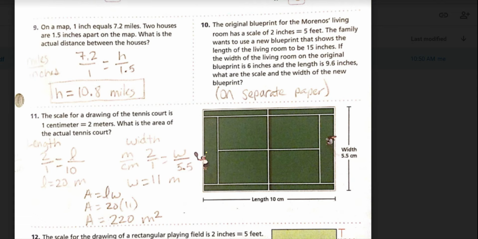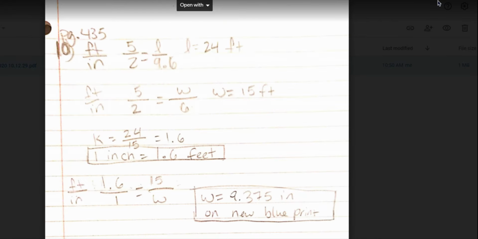Number 10, this is a tricky one. I put it on separate paper, so I'm actually going to scroll down for a second. If you're able to, I would try to get a screenshot or look in your book. This is in your book, number 10. Look at that while I go over it on the separate paper.